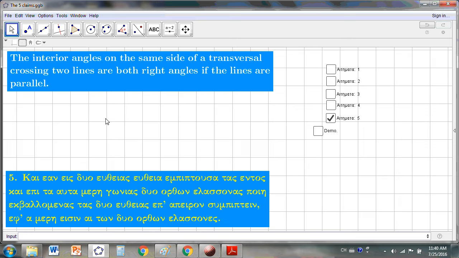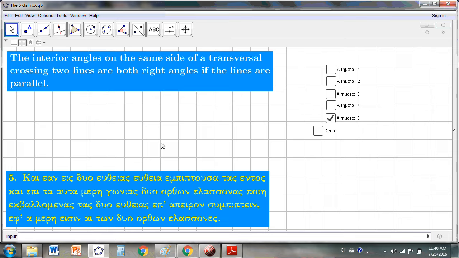They're infinitely stupid, beyond correction, and there is no way you can fix a mind that refuses to be corrected. So it says the interior angles on the same side of a transversal crossing two lines are both right angles if the lines are parallel.